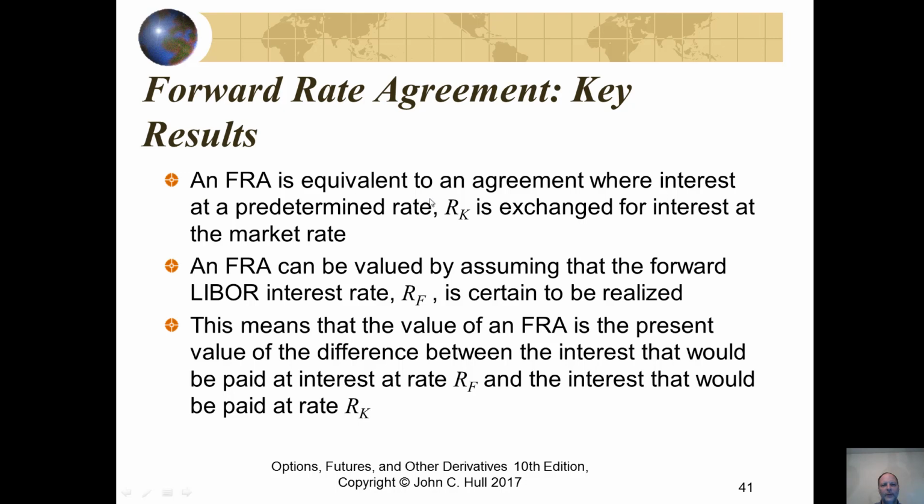A forward rate agreement is equivalent to an agreement where interest at a predetermined rate, RK, is exchanged for interest at the market rate. So the RK is set, the market rate at the time the agreement is signed is unknown. An FRA can be valued by assuming that the forward LIBOR interest rate, RF, is certain to be realized. This means that the value of a forward rate agreement is the present value of the difference between the interest that would be paid on the agreement, RF, and the interest that would be paid at RK.